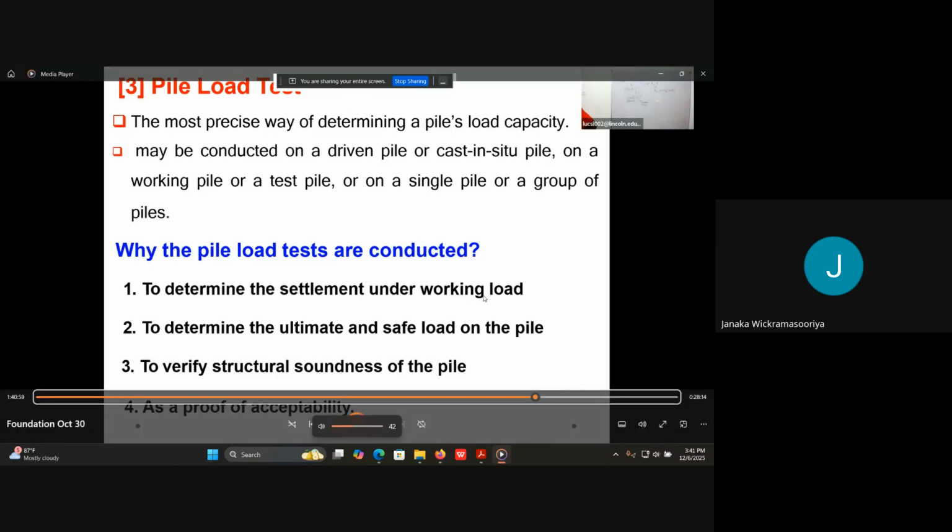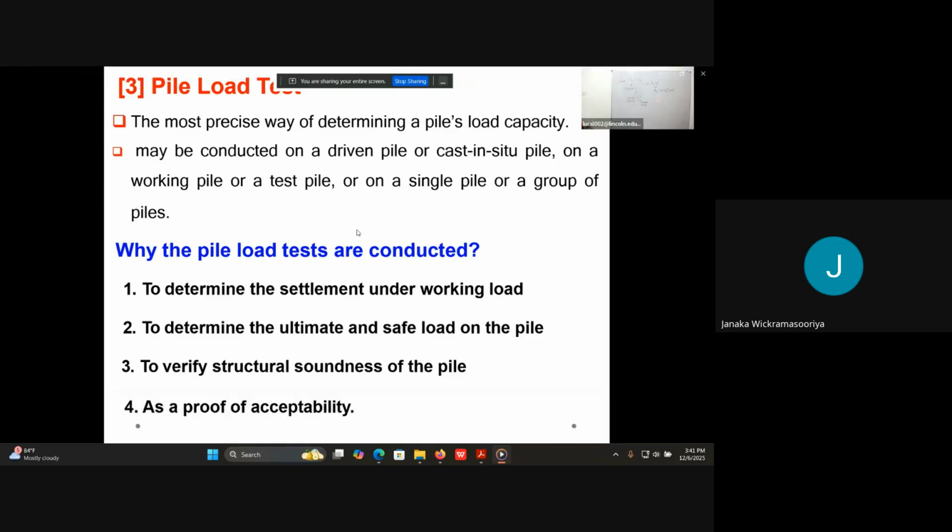So now we are talking about the pile load test. Sometimes there will be a question regarding this in the exam. The most precise way of determining a pile's load capacity is the pile load test. It may be conducted on a driven pile or cast in situ pile, on a working pile or test pile, on a single pile or a group of piles.